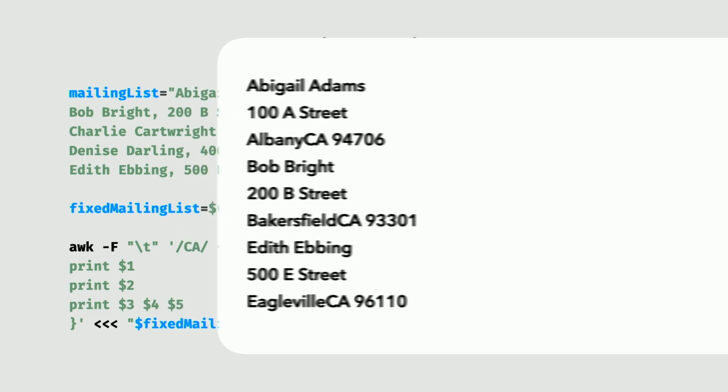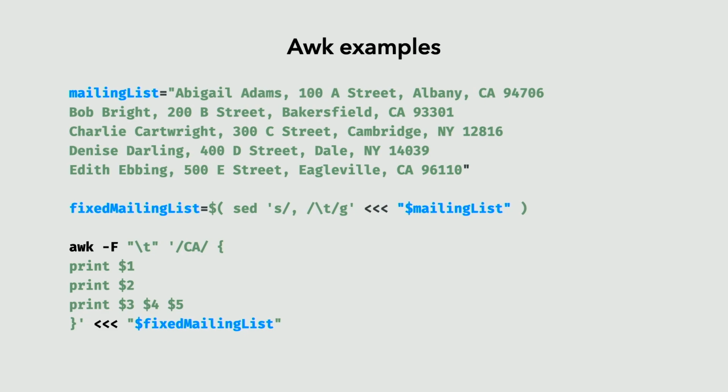I don't have those weird spaces at the beginning of my lines anymore, but I do see my city and my state are kind of running together. Let's fix that. $3 is my city, $4 is my state. I'm going to add a comma, plus a space and quotes between them. Now, let's see what we get.